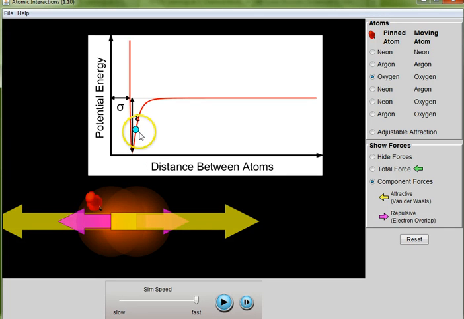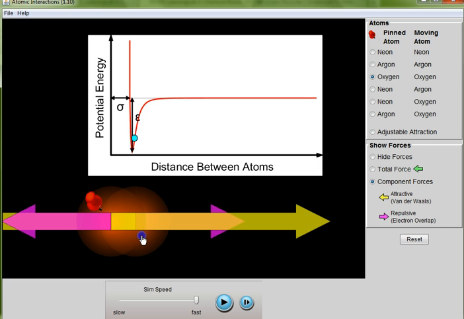Yeah, and see what happens to the potential energy. It has decreased significantly from the value 0. Now you bring the atom closer and you can see that the repulsive force is increasing much faster than the attractive force, and at a particular point they are going to be equal. Do you see that at this point?